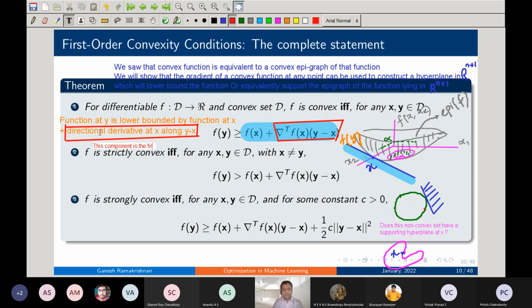This is the first order lower bound approximation. Okay. Anything else? So not only do we have this, the part in blue is the notion of a supporting hyperplane. Let me also just point that out.